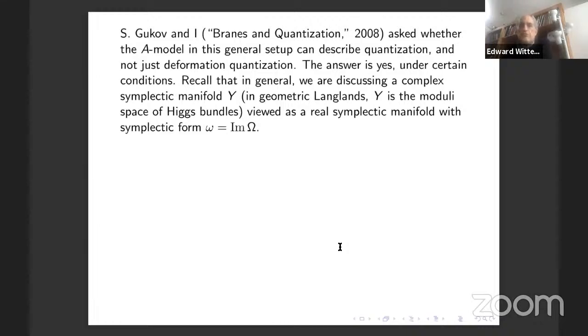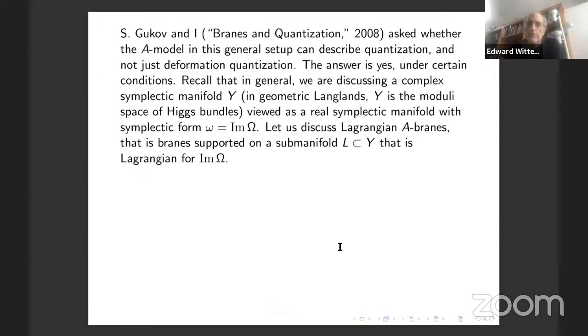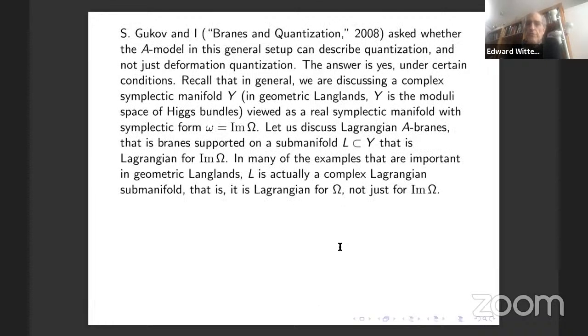Recall that in general, we're discussing a complex symplectic manifold Y, which in geometric Langlands is the moduli space of Higgs bundles, viewed as a real symplectic manifold with symplectic form M omega. Well, let's discuss Lagrangian A-branes, which means branes supported on a submanifold L that's Lagrangian for M omega. In many of the examples that are important in geometric Langlands, L is actually a complex Lagrangian submanifold, meaning that it's Lagrangian for omega, not just for M omega.